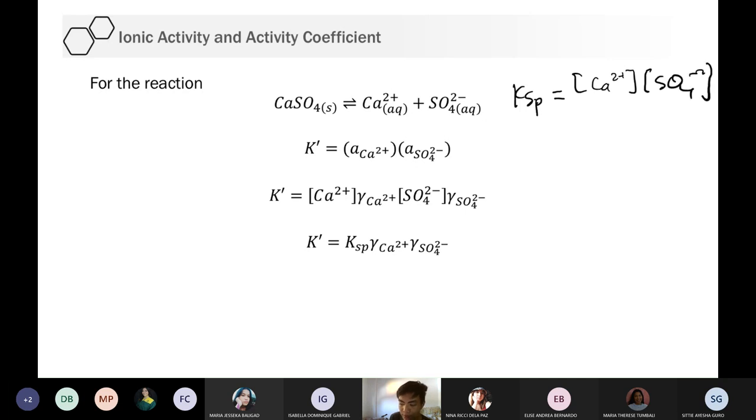What is Ksp again? It is the solubility product. This is our generic K. Since we have molarities here, we can combine them and just write Ksp. So this tells us that K is different from K prime. The K prime includes the gamma, it includes the activity coefficients. If it's just Ksp, just K, that's concentration only. So our equilibrium constant really changes.